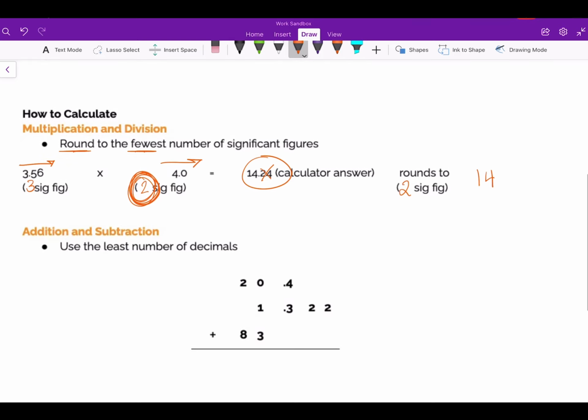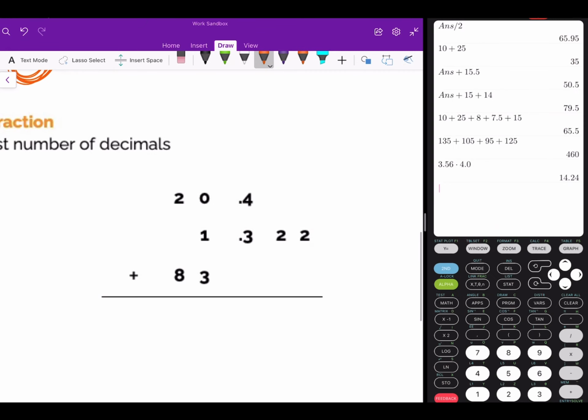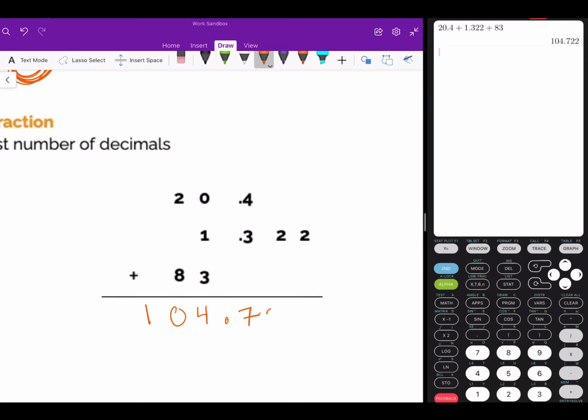Let's talk addition and subtraction. So for addition and subtraction, we're going to use the least number of decimals. So let's start by putting this in our calculator here. So we have 20.4 plus 1.322 plus 83. So in the calculator, this comes out to be 104.722.